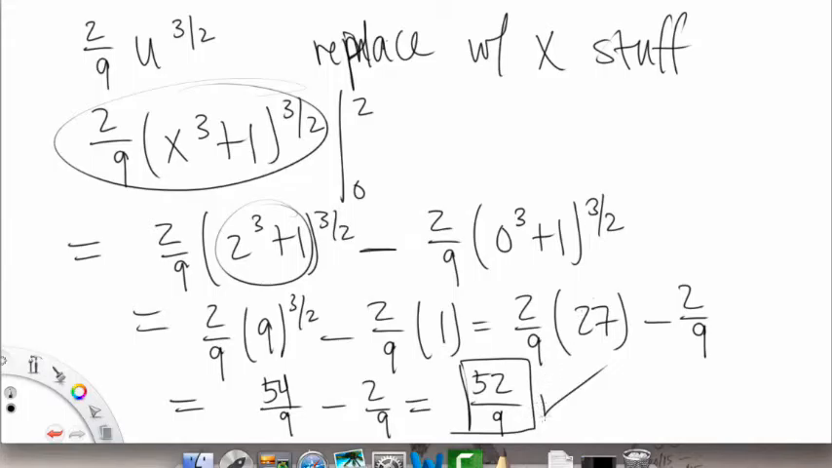So that's pretty much it. We just went through u as kind of like a pathway or a bridge, and that was basically it.